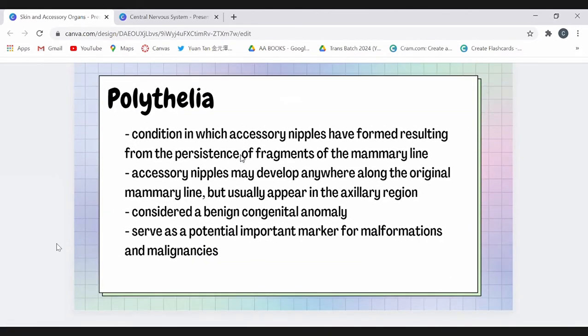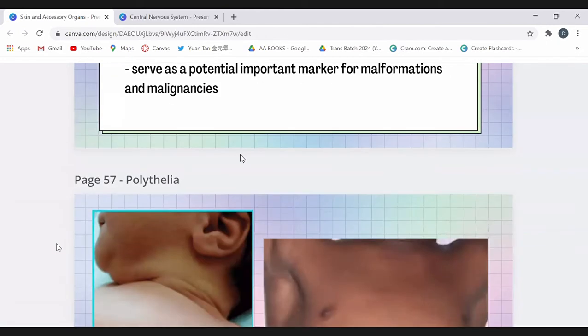Next slide, please. Polythelia is a condition in which accessory nipples have formed, resulting from a persistence of fragments of the mammary line. Accessory nipples may develop anywhere along the original mammary line, usually appearing in the axillary region. It is considered a benign congenital anomaly and serves as a potentially important marker for malformations and malignancies. Next slide, please.